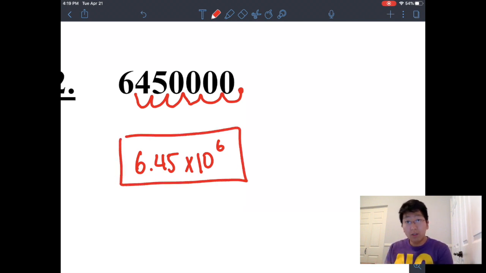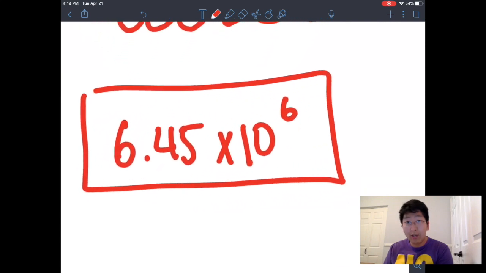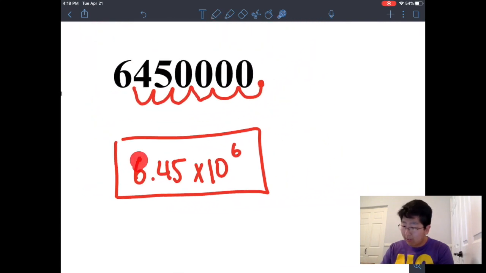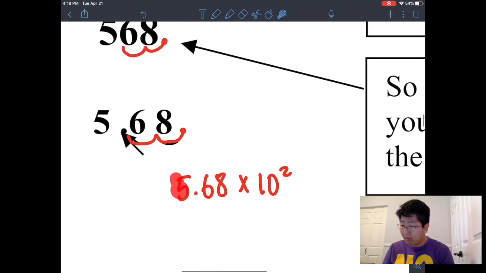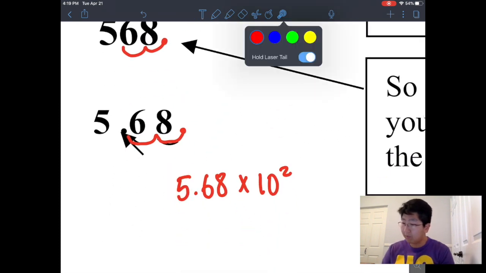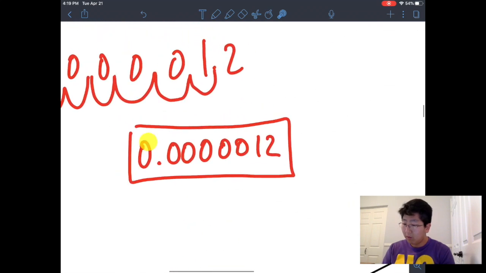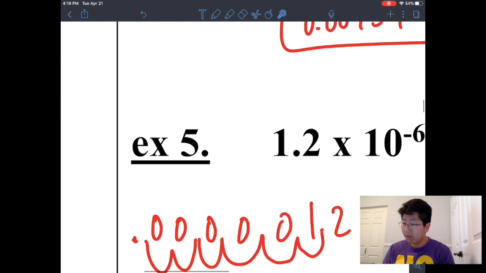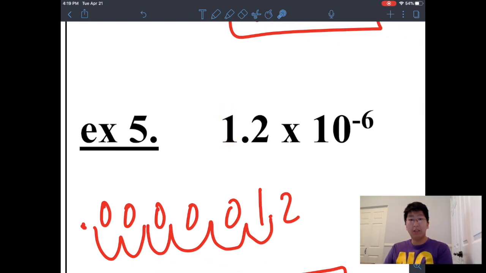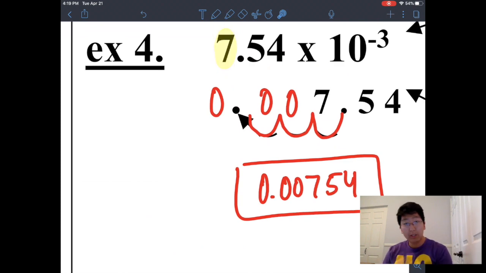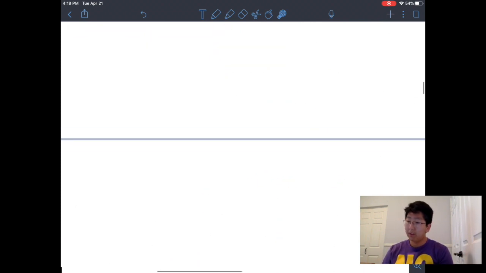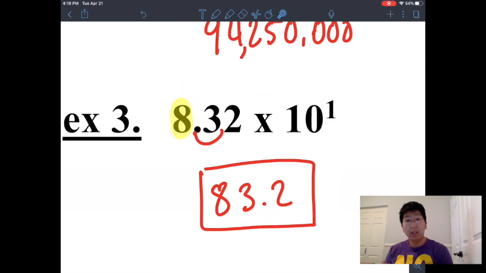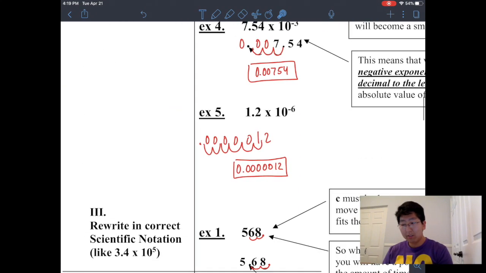Now, I do want you to notice that there's always going to be one digit to the left of the decimal point. Notice that 6.45, there's one digit on the left. 5.68, there's one digit. 1.2 times 10 to the negative 6. So there's always one digit to the left. 7.54, there's one digit to the left. Okay, hopefully I don't need to go through all this. 8.32, there's one digit to the left, okay? So that's kind of a key.